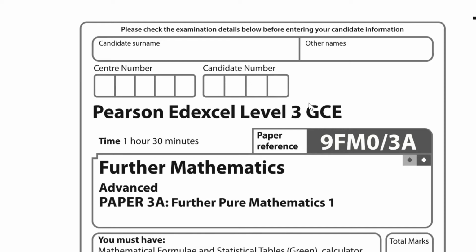This is the Edexcel A-Level Further Maths Paper 3, covering the Further Pure 1 (FP1) module, and this is from the 2022 series.